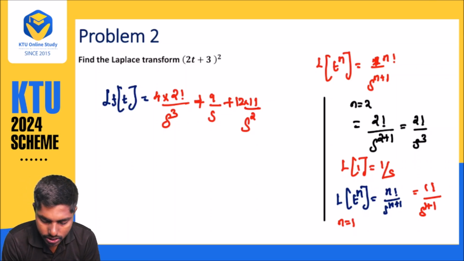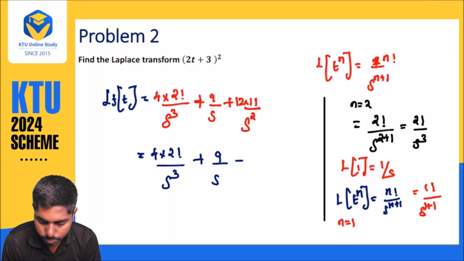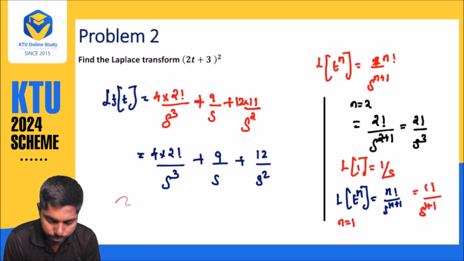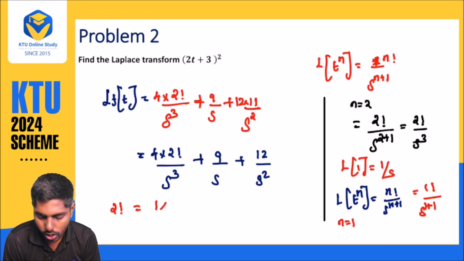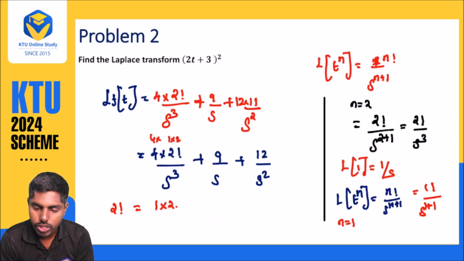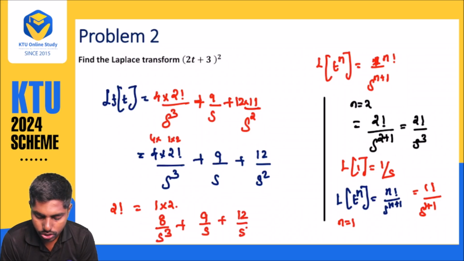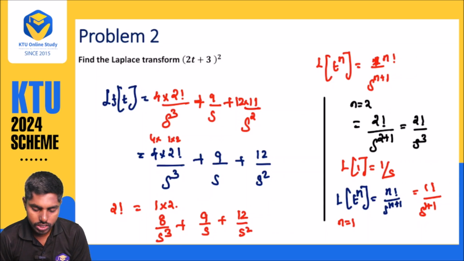So our required answer is 4 into 2 factorial divided by s cube plus 9 divided by s plus 12 divided by s square. What is 2 factorial? 2 factorial is nothing but 1 into 2. So 4 into 2 is 8. So 8 divided by s cube plus 9 divided by s plus 12 divided by s square. This is our required answer.